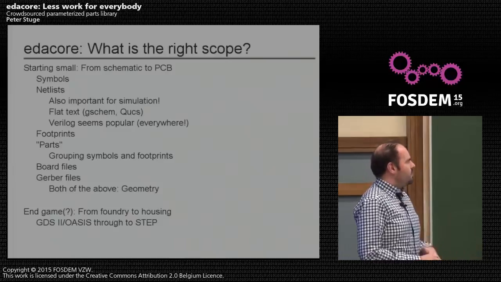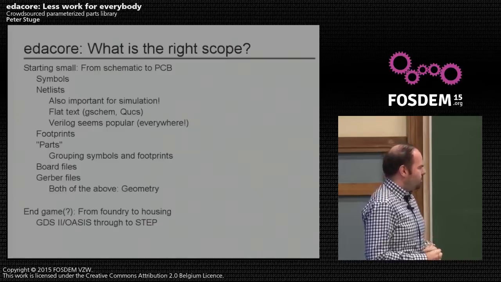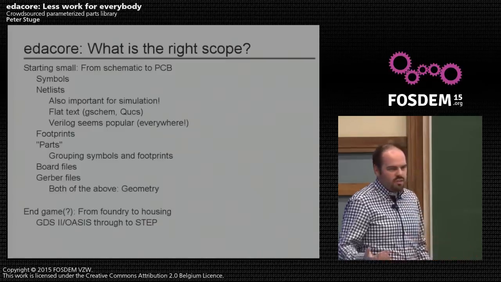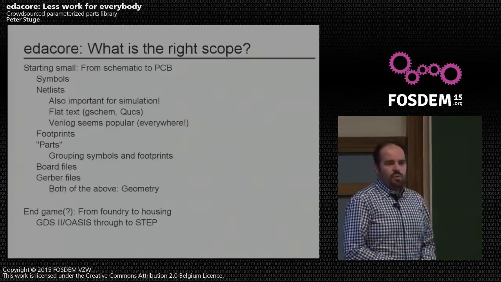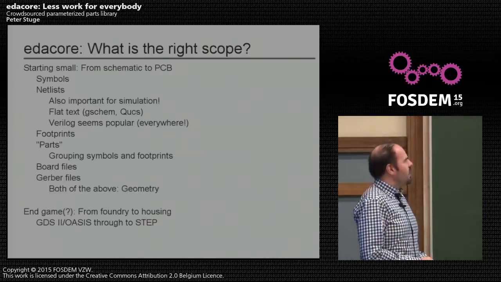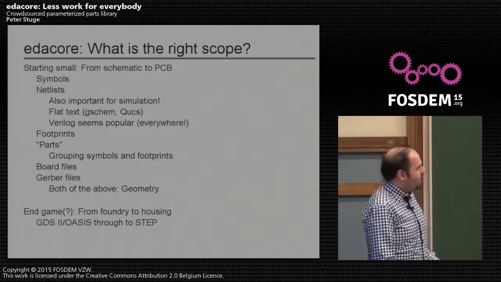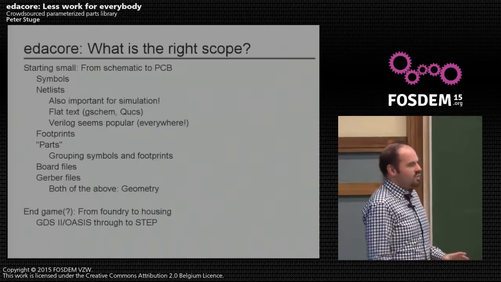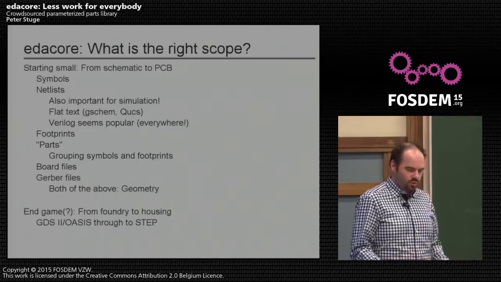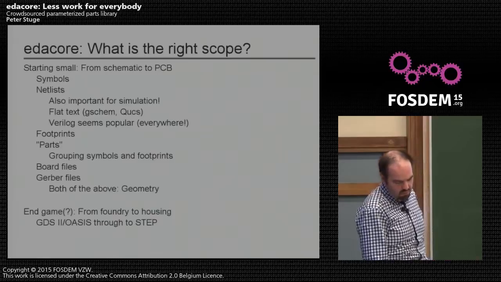And for board files and Gerber files, and as it says on the end game, they're going to foundries and so on. There's a lot of geometry to consider, and yes, this is also still open. What exactly? So how much to try to do? How much can be done by a single data model?